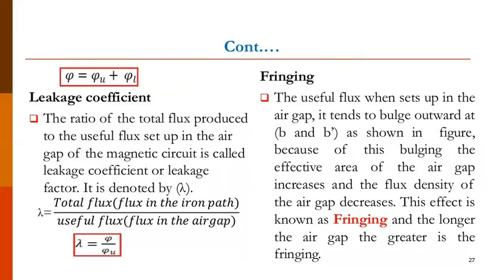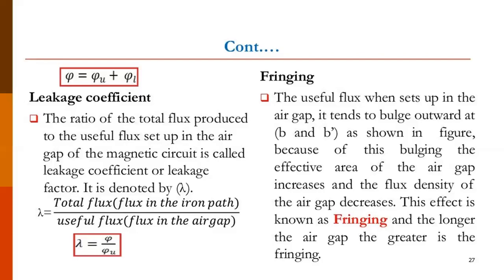So this effect is known as fringing, and the longer the air gap, the greater is the fringing. The bigger the air gap, the more the spreading of the flux. Spreading of the flux at the edges of the air gap is called fringing. As the air gap increases, more spreading is there, and more fringing is there. So fringing is directly proportional to the length of the air gap. This tendency of flux to bulge out at the edges of the air gap is called magnetic fringing.